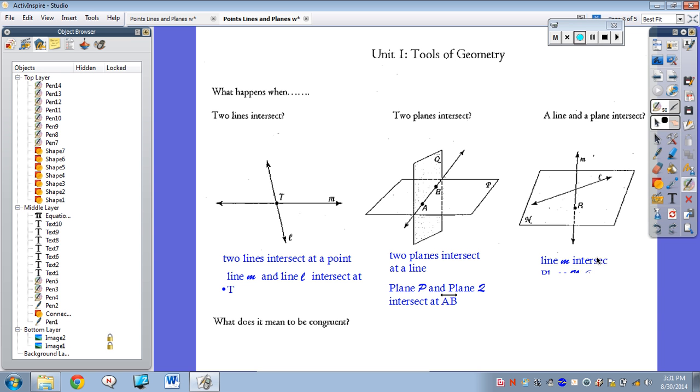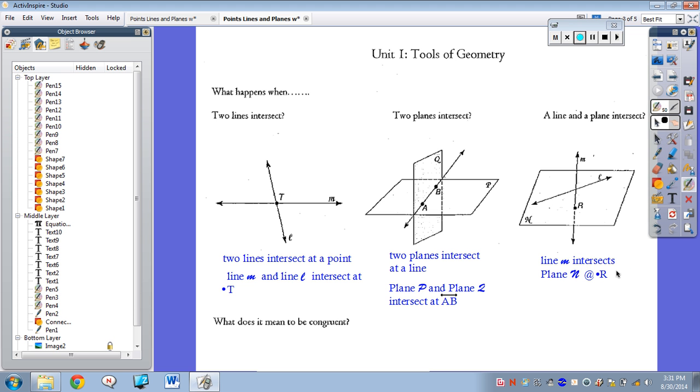Okay, so you've got line M, that's this line right here, intersecting plane N at point R. So line M is a vertical line that is going through the plane. So it intersects the plane at point R. You don't see it right here, that's why it's dotted, and then it pops out the other side. You can also have line L, which intersects plane N at an infinite amount of points. Since line L is lying on plane N, and a line has an infinite amount of points, then all of those points must be intersecting plane N.